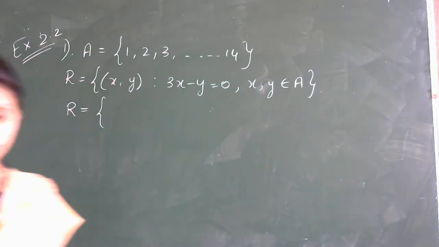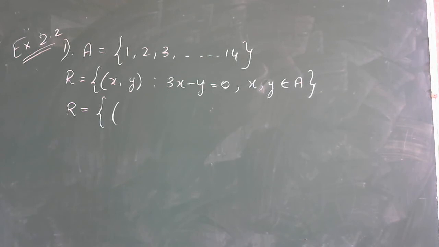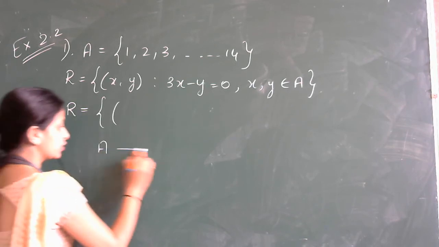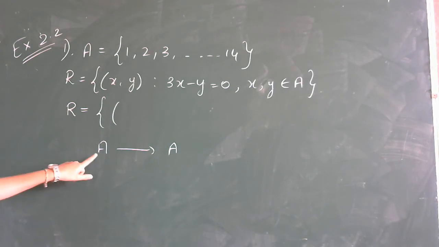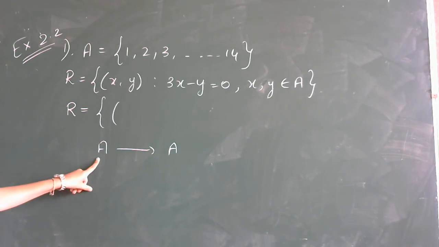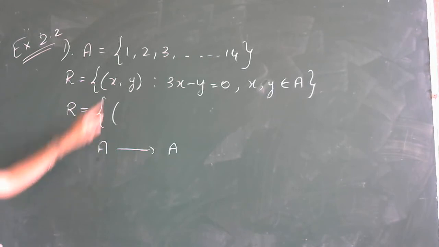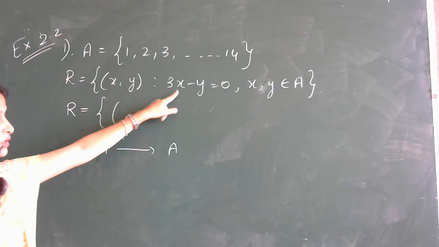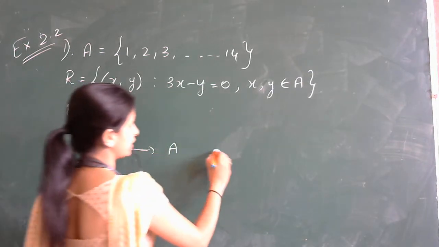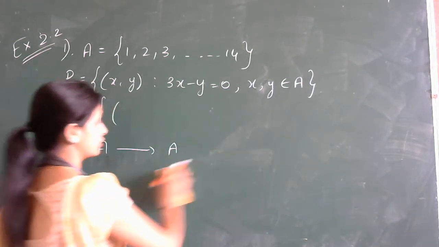If I write this in roster form, first observe that this is a relation from A to A. Now let us take inputs. The collection of all inputs will come in the domain. Let us take the inputs one by one from my set A. If you solve this equation, y is equal to 3x.